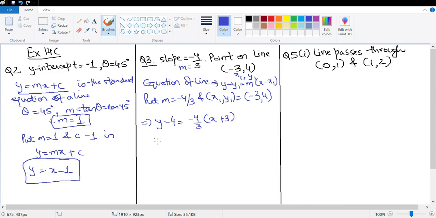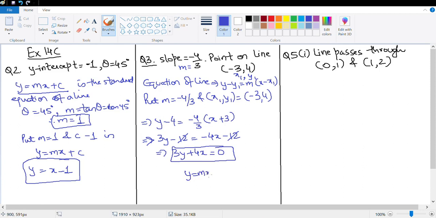Let's cross multiply, which means 3y minus 12 is equal to -4x minus 12. The -12 and -12 are common and get cancelled, which means 3y plus 4x is equal to 0. Now, how should you write your answer? Ideally, I should write my answer in the form y is equal to mx plus c, which means my answer would have been 3y is equal to -4x, or in fact I could have also written y is equal to -4/3 x.